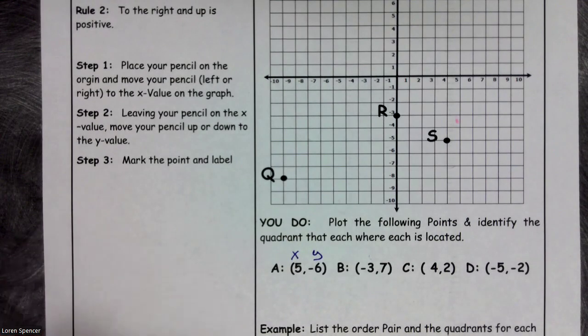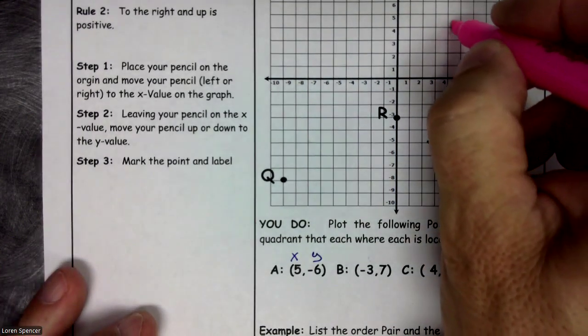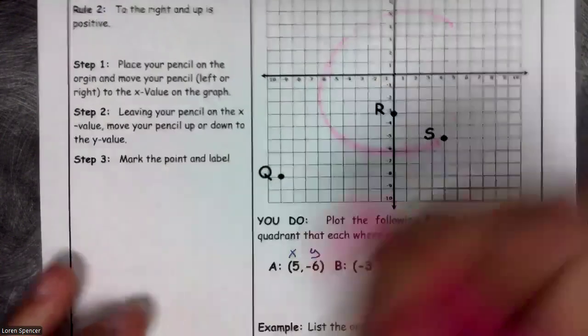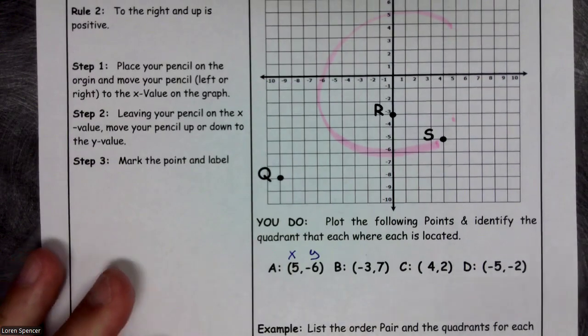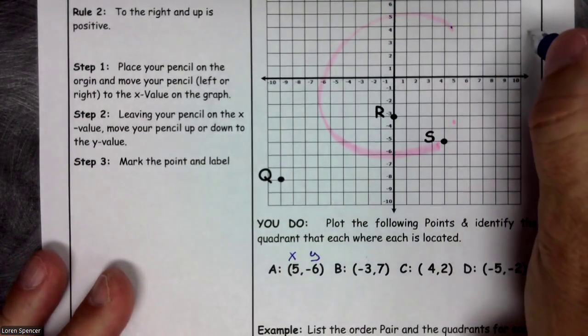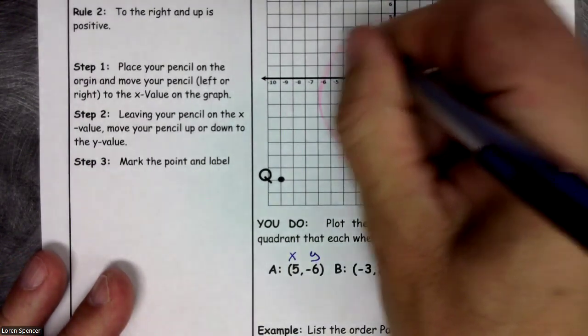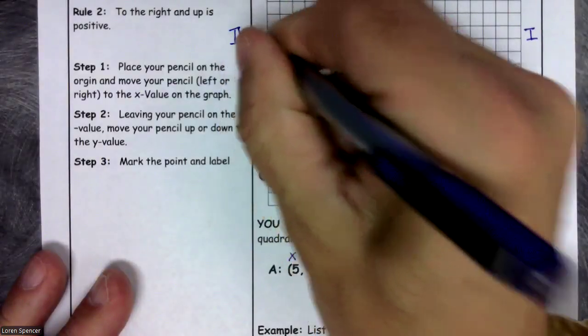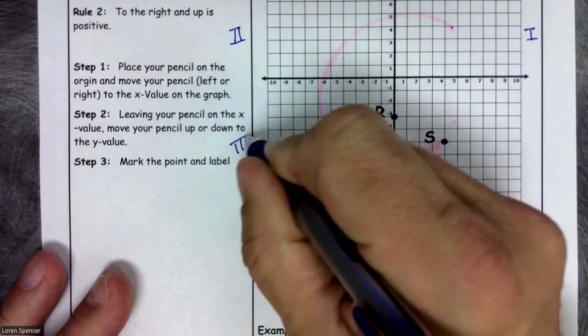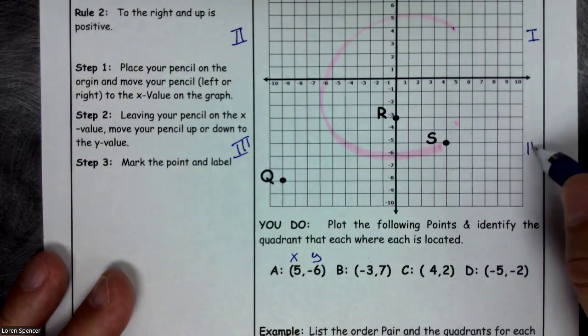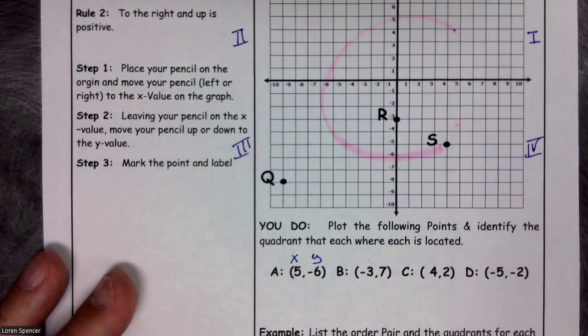And it asks us to identify the quadrant, so we might as well go ahead and draw our quadrants. And remember, that's the order we started. We started here, so this is quadrant 1. Then we went to this one. This is quadrant 2. This is quadrant 3. And this ends up being quadrant 4. So 1, 2, 3, 4.